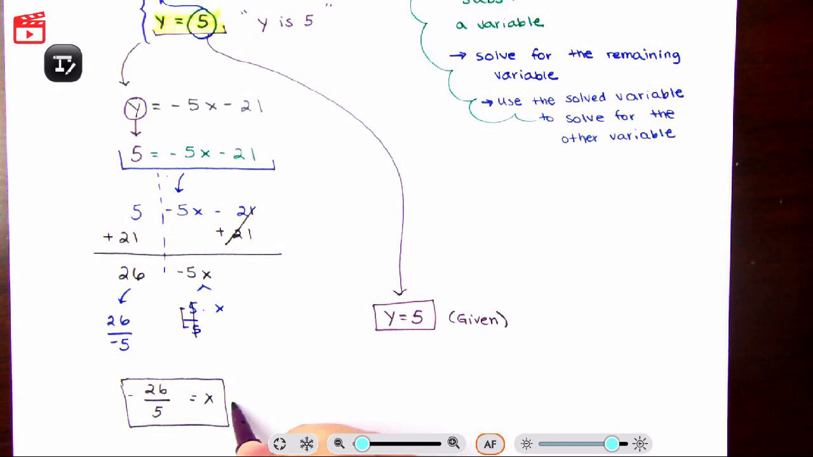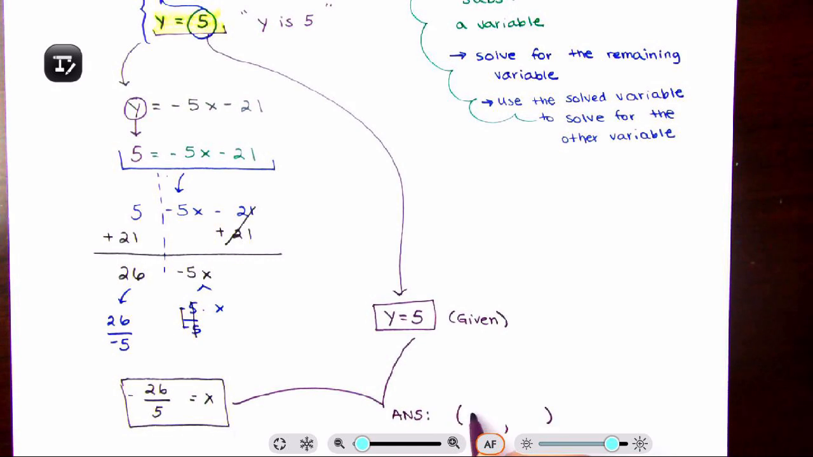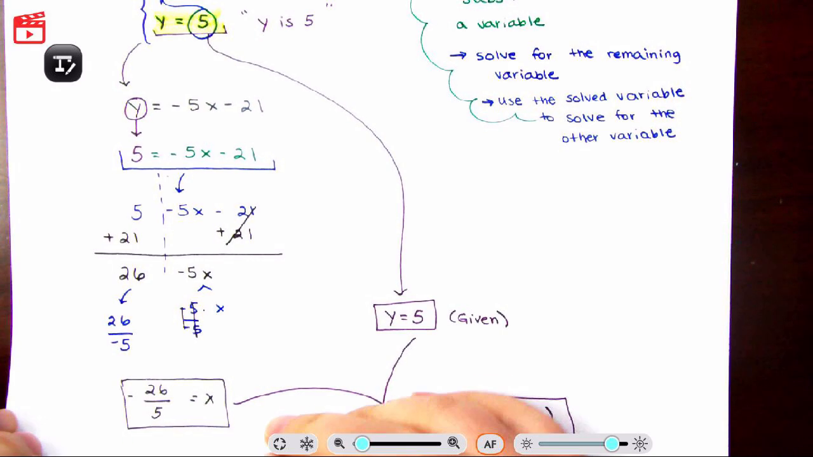So is this your answer? No. Is this your answer? No. So your answer is a combination of both. You're going to put parentheses, you're going to put a comma. So your x is negative 26 fifths, and your y is equal to 5. And that is your answer. So we got super duper lucky on this example because we didn't actually have to solve for the other variable. But let's go ahead and do another example where we actually have to do that.